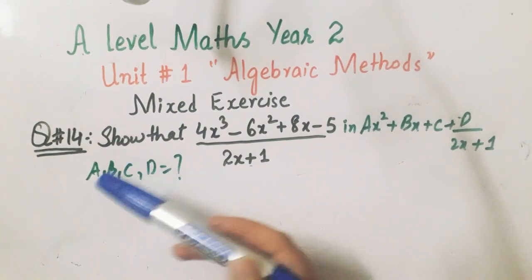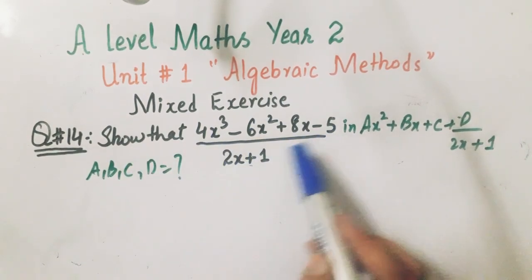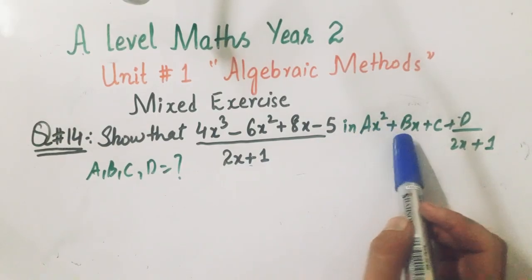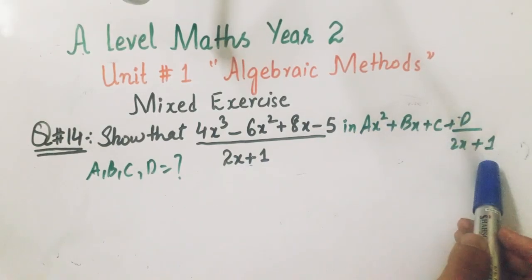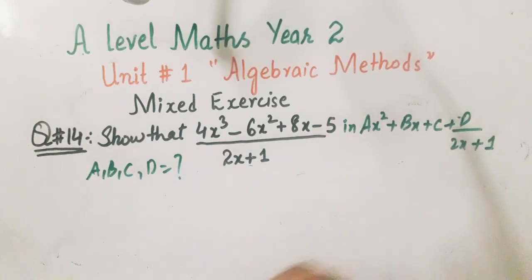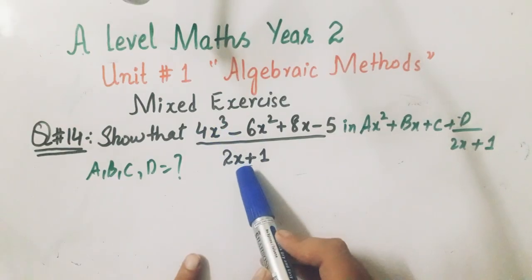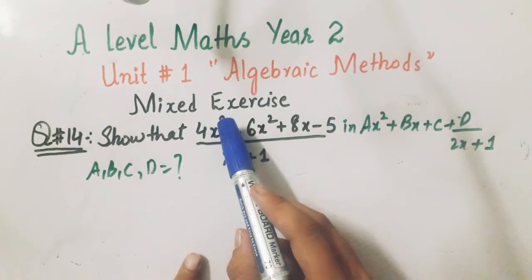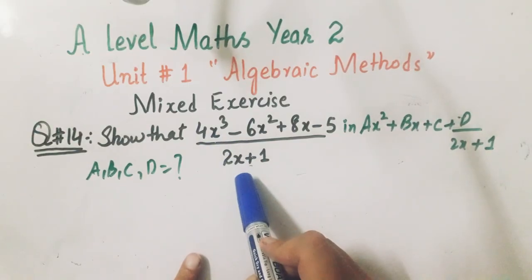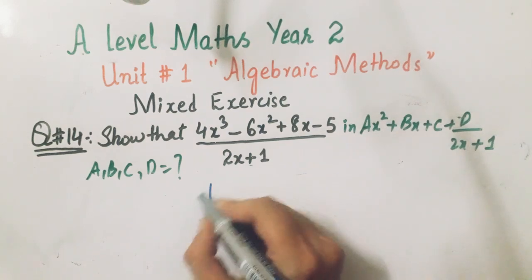Now here is question number 14. Show that 4x cube minus 6x square plus 8x minus 5 divided by 2x plus 1 can be written in the form ax square plus bx plus c plus d over 2x plus 1. You have to find the values of a, b, c and d. You can see here the power of the numerator is 3 and the denominator is 1. The power of the numerator is greater than the power of the denominator. That's why this is an improper fraction. To solve an improper fraction, the best method is division.